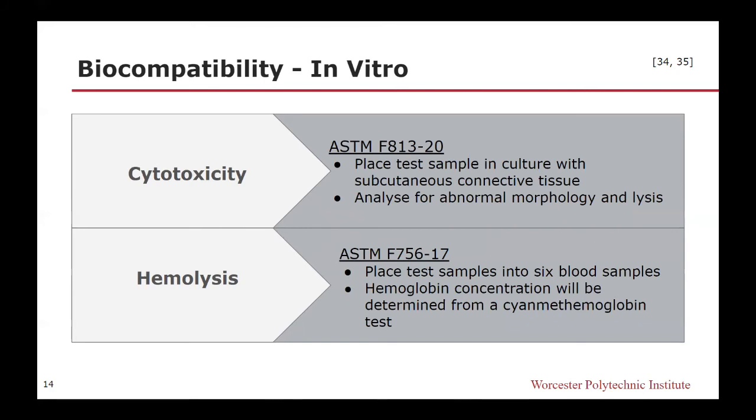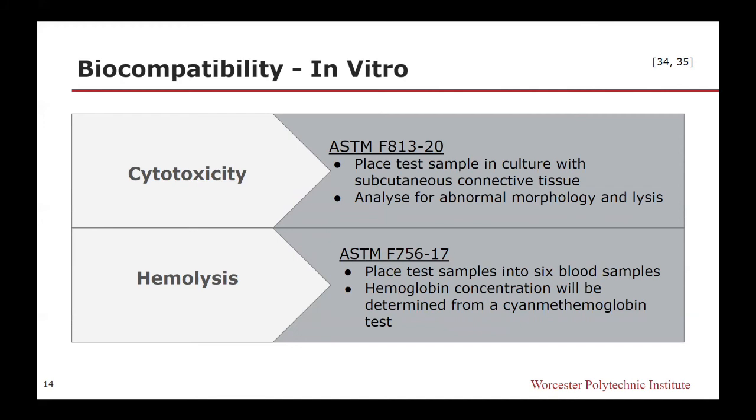To test for hemolysis, a procedure according to ASTM F756-17 will be used. For this test, positive and negative controls, as well as testing blood samples, will be used. Before and after the addition of the control factors and the device sample into these groups, a cyan methemoglobin test will be performed to determine the hemoglobin concentration of the blood.